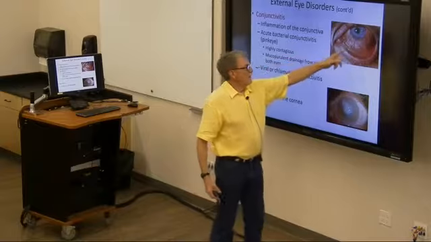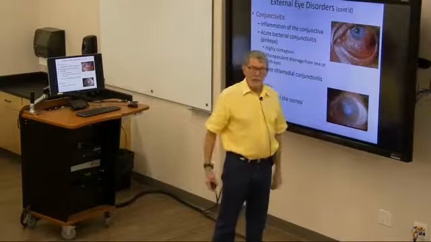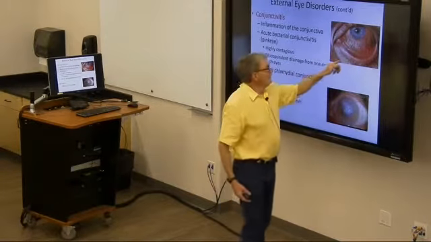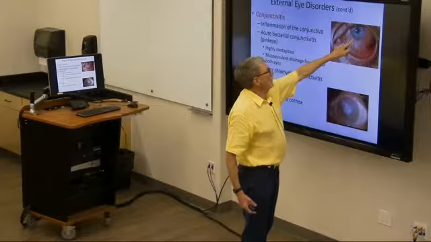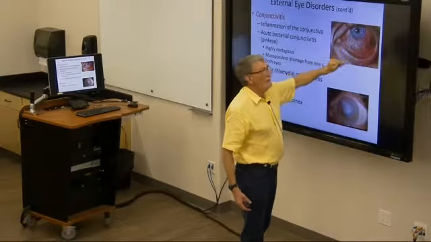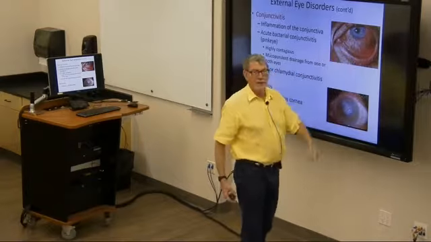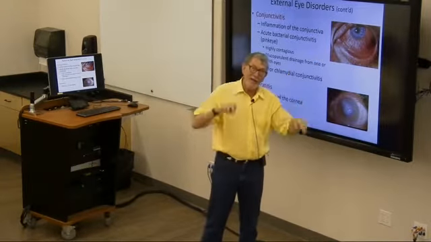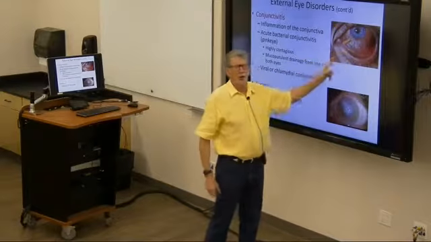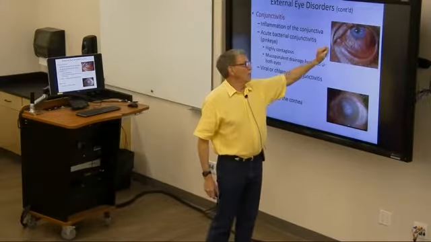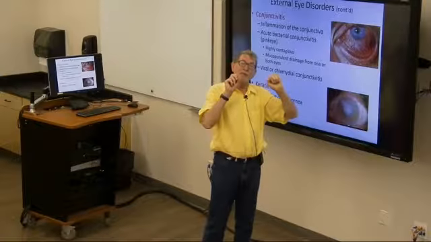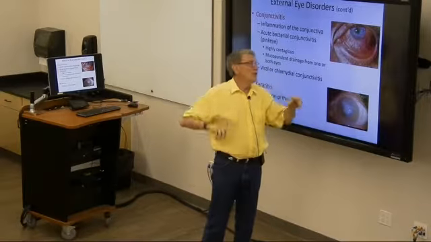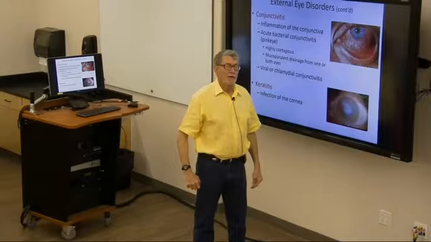Conjunctivitis is an inflammation or infection of the conjunctiva, which is a thin layer that covers everything but the cornea and has all of the blood vessels in it. So when you get an inflammation of that, you get pink eye or conjunctivitis, because all of the inflammation causes the capillaries, all the dilation of the blood vessels, and they become very visible.